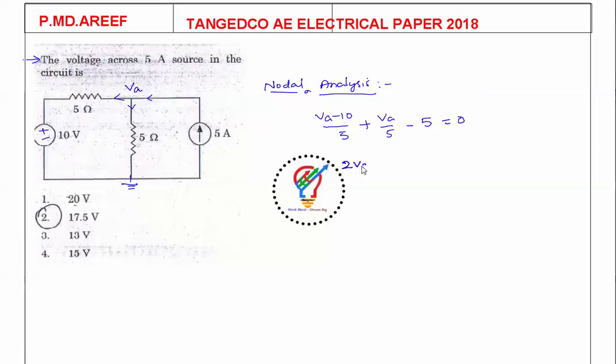So 2 VA by 5 is equal to 7. So VA is equal to how much? 17.5 volts is the answer. So option 2 is the right option for this question. So we'll go for the next one.